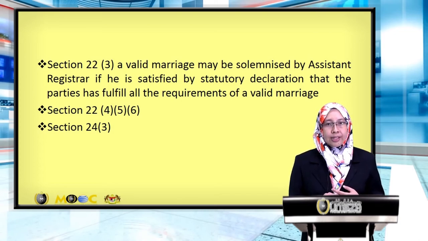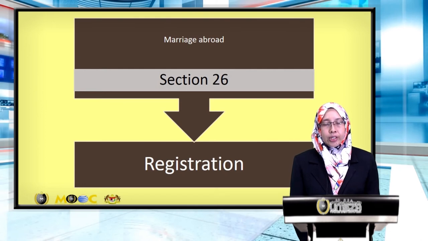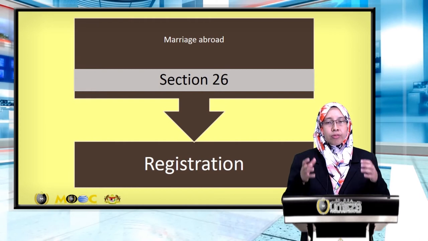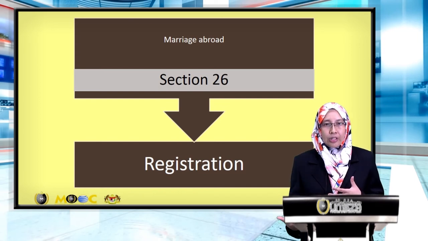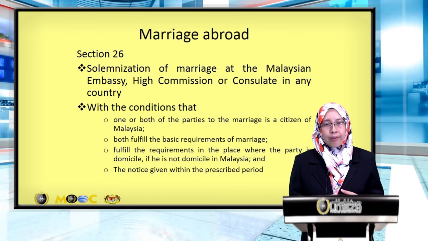Next, we move to marriage abroad. This is normally chosen by a person who is resident in Malaysia but not domiciled in Malaysia because they are far from Malaysia. According to section 26 of the LRA, the marriage can be solemnized by the registrar appointed under subsection 28, section 4 of a Malaysian embassy, high commission or consulate in any country which has not notified the government of Malaysia of its objection to solemnization of marriages at such a Malaysian embassy, high commission or consulate, provided that the registrar is satisfied that one or both parties to the marriage is a citizen of Malaysia and each party has the capacity to marry according to this act.